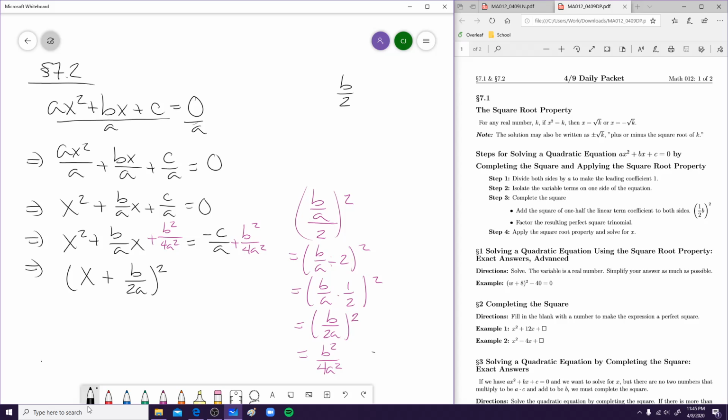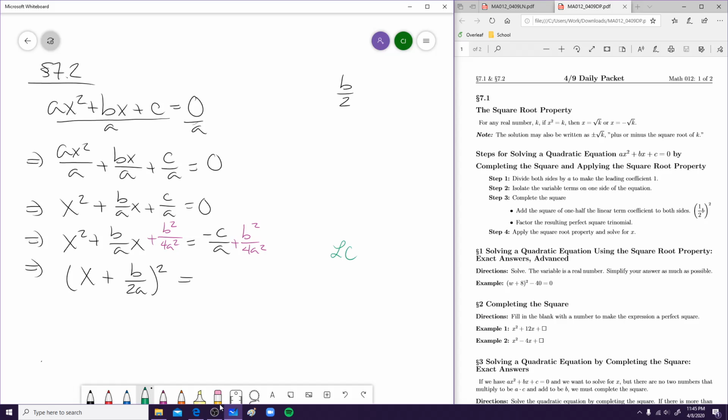And then over here, this is negative c over a plus b squared over 4a squared. The only way I can add these is if I have a common denominator. So I'm going to erase this because I need more space. If I have negative c over a and then b squared over 4a squared, to add them we need a common denominator. So what is the LCD? Our LCD would be 4a squared.